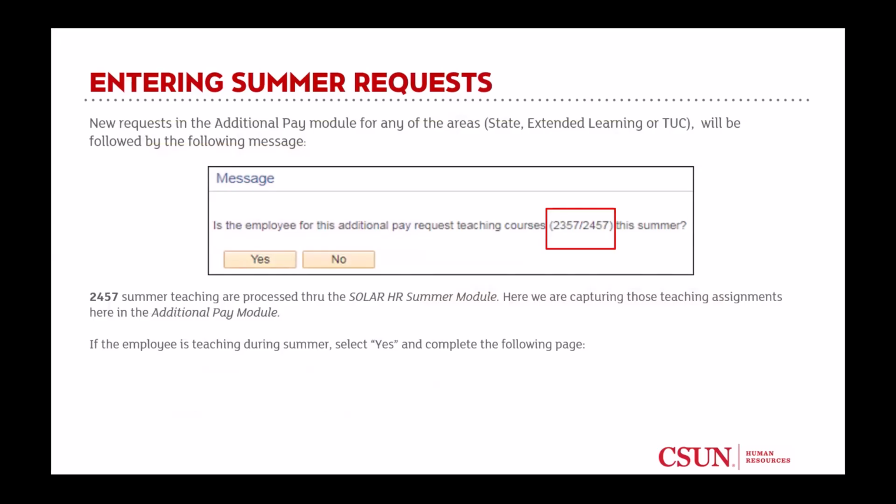You will receive the following prompt when you are entering a new request for the summer term. This prompt is referring to teaching being completed in the summer module, so job code 2457, not Saint College. So make sure you answer this question, because otherwise the system will not allow you to move along with the submission of the request, if the employee is teaching during the summer term via job code 2457. Next slide, please.